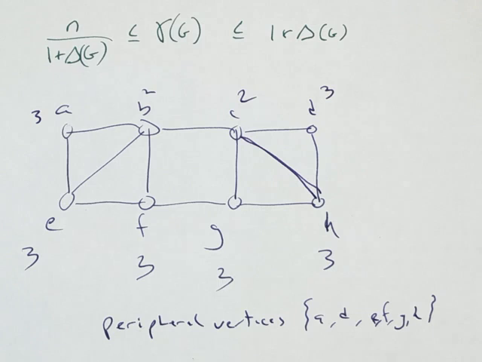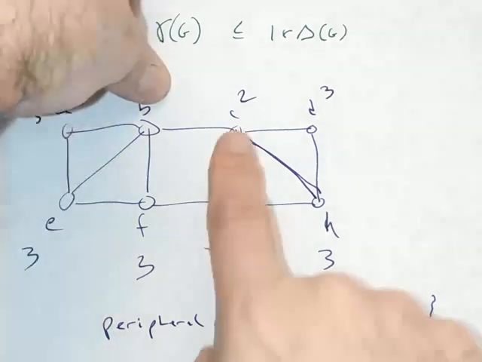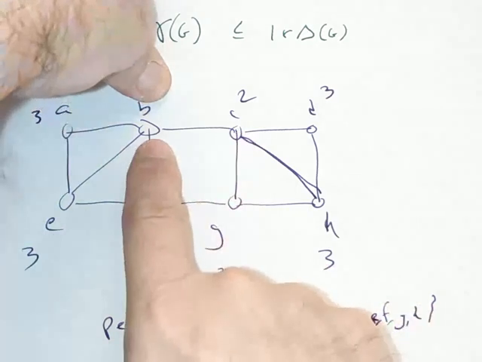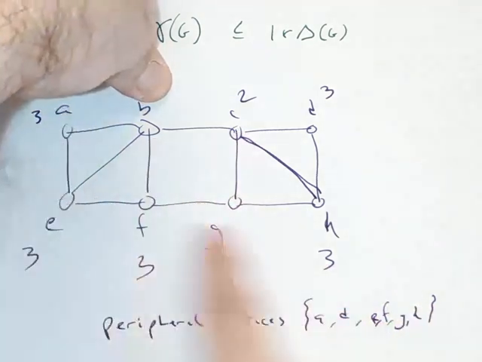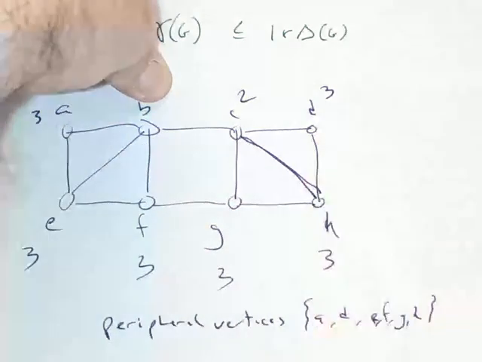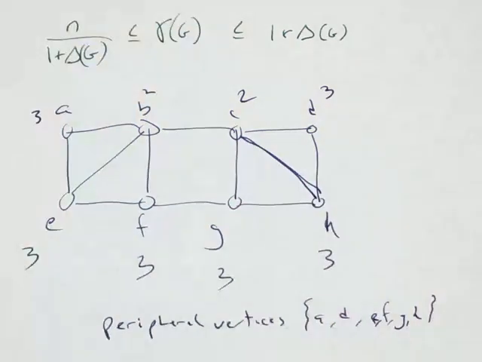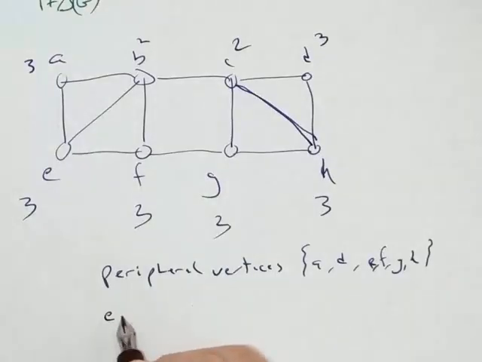Because the distance from C to B is 1, and the distance from all of these to B is less than 3, because the distance from B to anything is a maximum. So are those eccentric vertices? No. Which means the set of peripheral vertices is the same as the set of eccentric vertices.